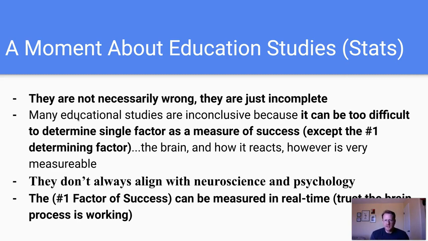The only thing I will say, though, except for the number one determining factor of success, what I'm about to show you can be measured in real time, in I want to say most scenarios. I don't want to say all scenarios, right? I hate using absolutes, but most scenarios. So I think many studies are inconclusive because it can be too difficult to determine a single factor as a measure of success, except for what I'm about to show you. The brain, because what I'm going to show you is based on science, the brain is very measurable.